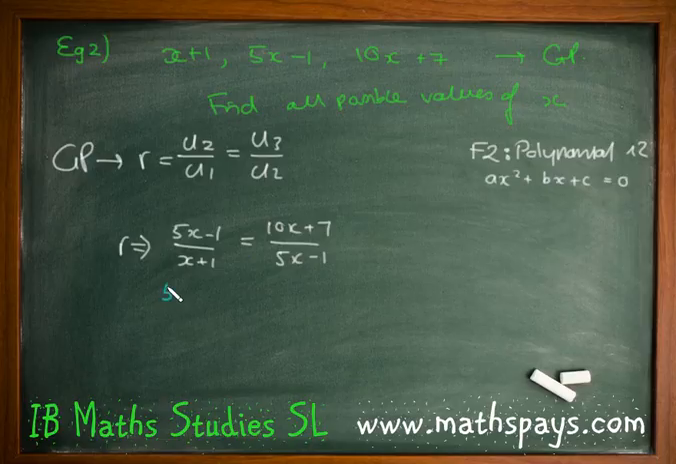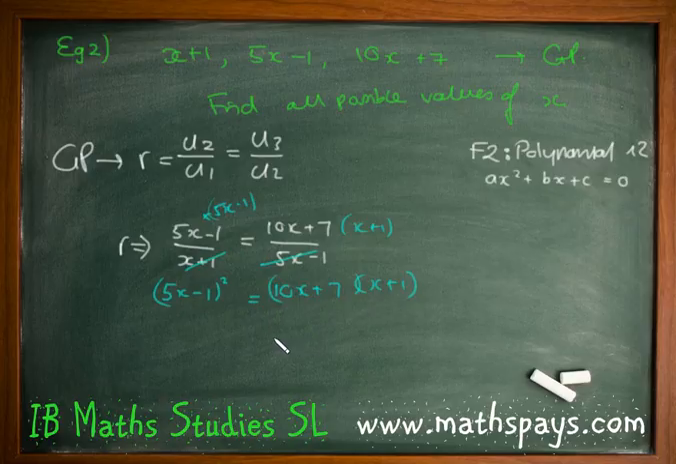So I'm going to put here 5x minus 1. Now I'm going to times this by 5x minus 1. Alright, but I might just chuck a square in there because that's what it is. I'm going to times the right hand side by x plus 1. I'm going to have 10x plus 7 and then x plus 1. And so the process will be to expand and simplify and put it all to one side. So here we're going to get 25x squared minus 10x plus 1 equals 10x squared plus 10x plus 7x plus 7.